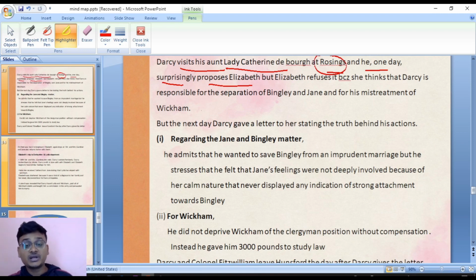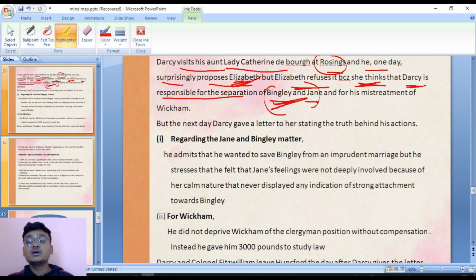Darcy proposes to Elizabeth, but Elizabeth refuses. At that time she thinks that Darcy is responsible for the separation of Bingley and Jane. So when Darcy proposes to Elizabeth at Rosings, she doesn't accept the proposal, for two reasons: Darcy was responsible for the separation of Bingley and Jane, and his mistreatment or misbehavior toward Wickham.